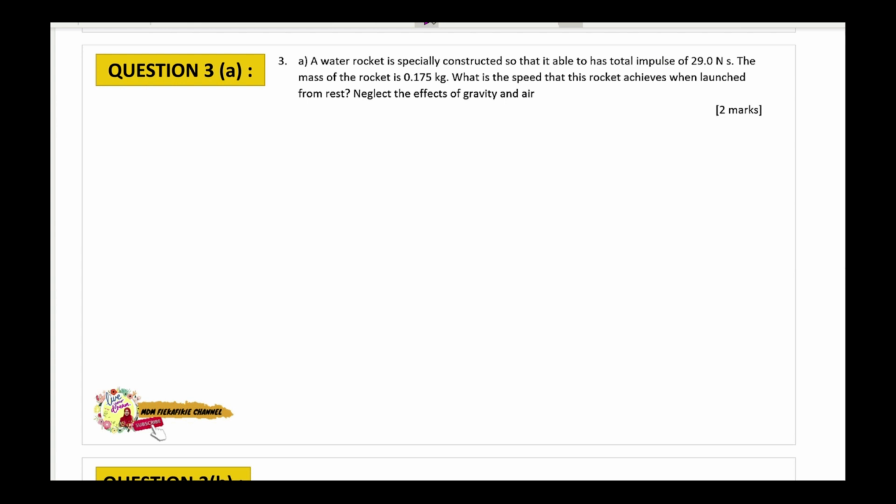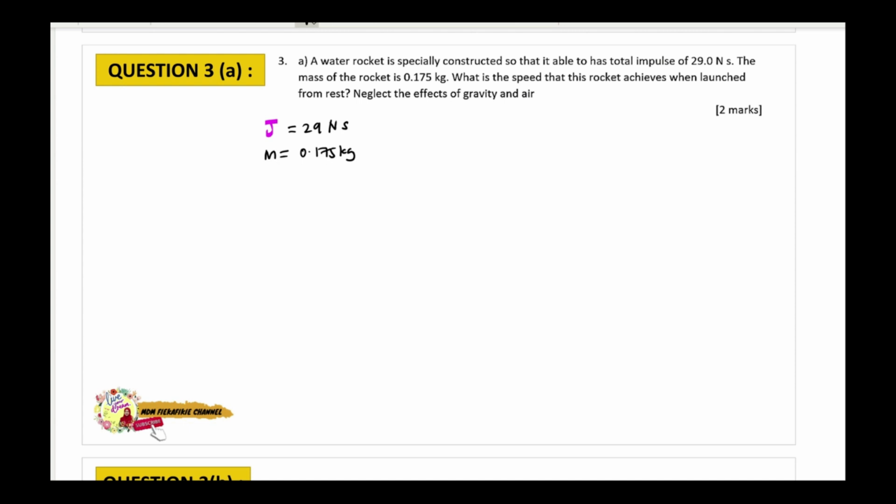Kita baca dulu soalan. Alright, so here we have a water rocket is specially constructed so that it has total impulse of 29 Newton second. Alright, so the mass of the rocket is 0.175 kg. What is the speed that this rocket achieve when launched from rest? So neglect the effect of gravity and air. So here, soalan bagi kita impulse J is equal to 29 Newton second. And the mass of the rocket is 0.175 kg. Okay, ni macam roket air yang awak buat tu lah.